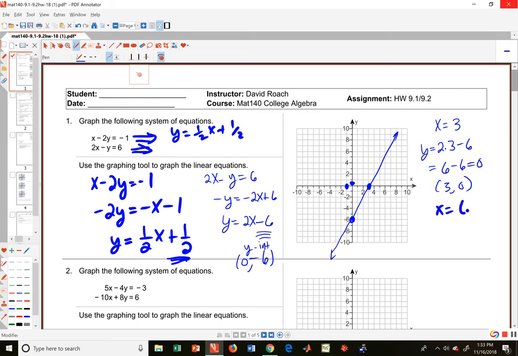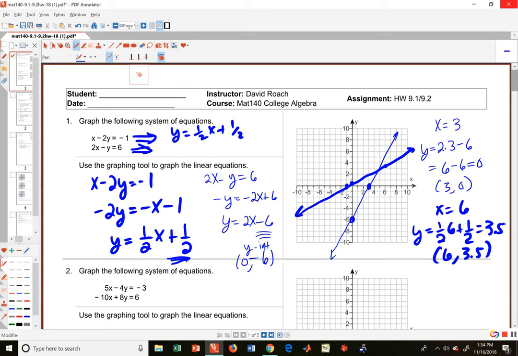So if x equals 6, then y is 1/2 of 6 plus 1/2. That's 3.5. So 6, 3.5 would be a point on the thick blue line. So let's go to that point 6. Here's 3. There's 3.5. All right. So extending through there, we've got our thick line, and so those are our two lines.